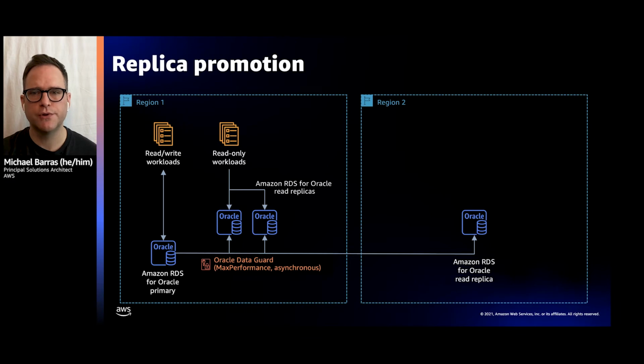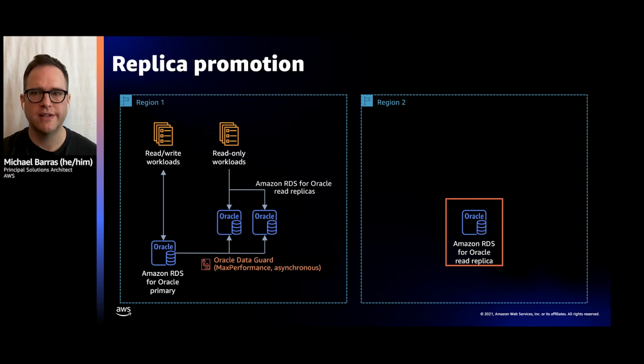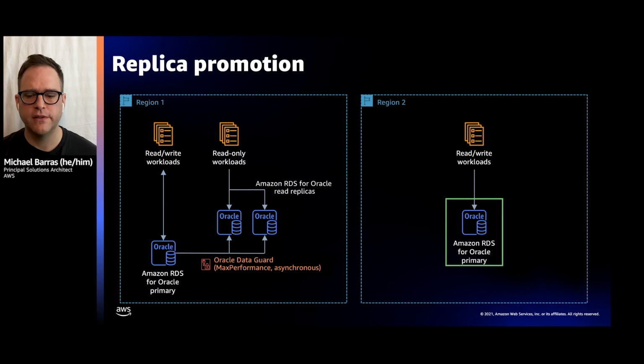Now, when we look at role transitions, RDS supports what we call promotion of the replica. When you promote a replica, replication is stopped and the replica is isolated. It's then converted from a physical standby database to a primary database and open for read-write access. In Oracle terms, this is activating the standby database. Your applications can now connect to the promoted replica and access it like an ordinary database instance.